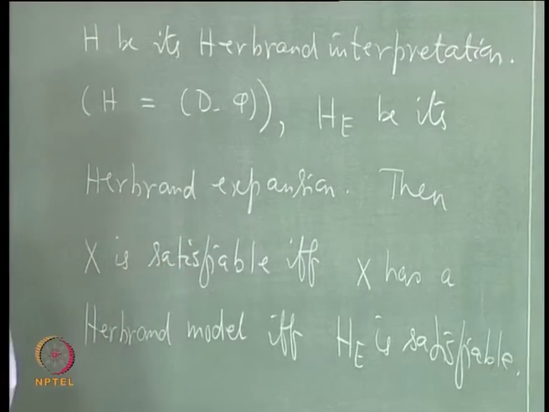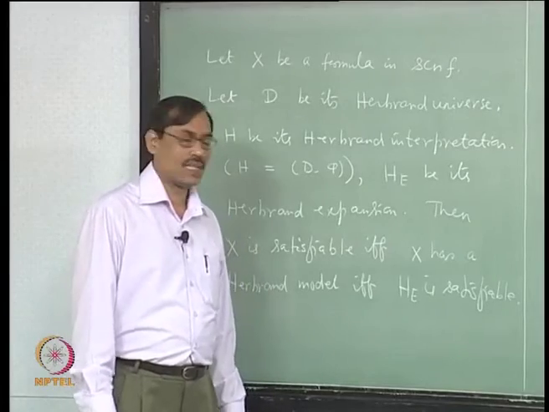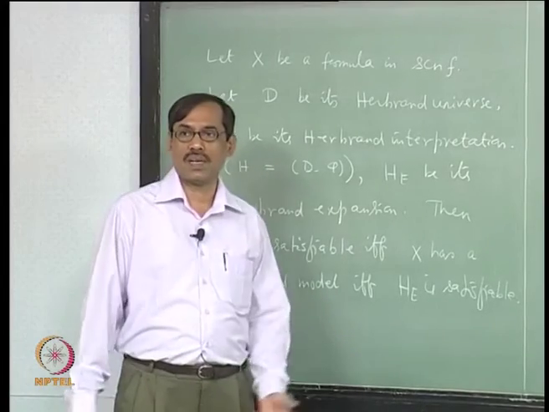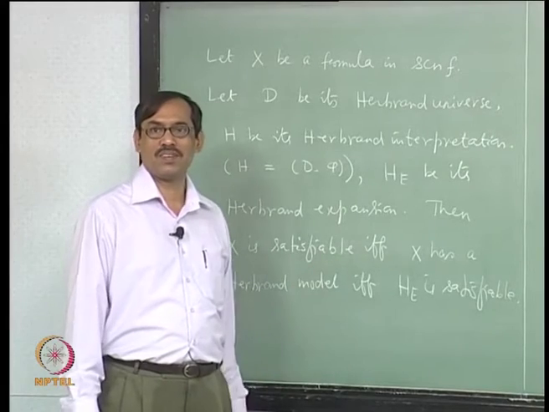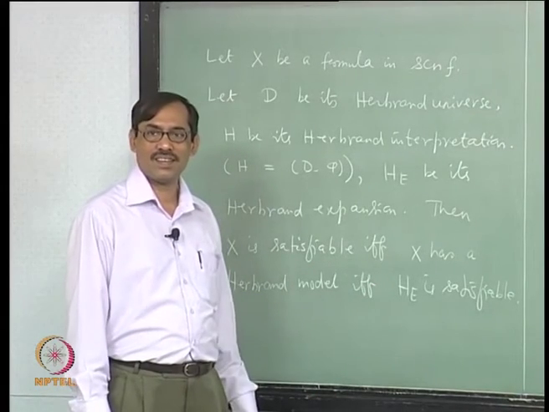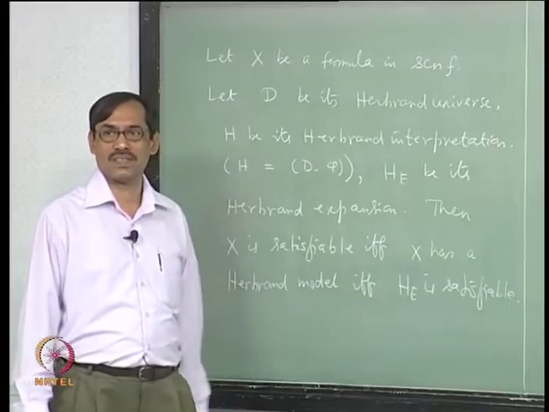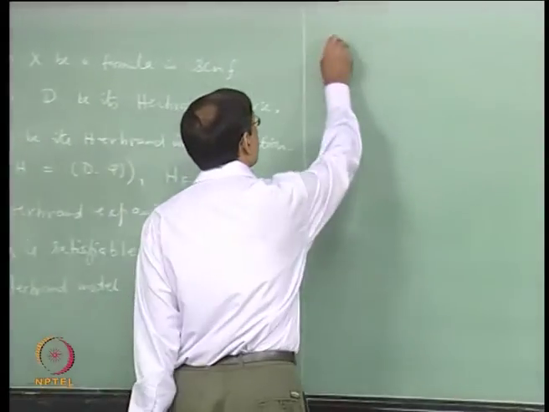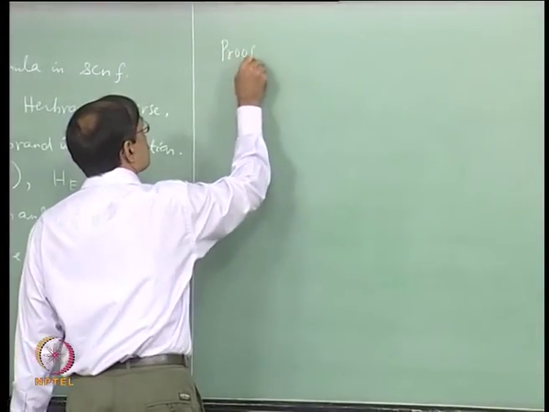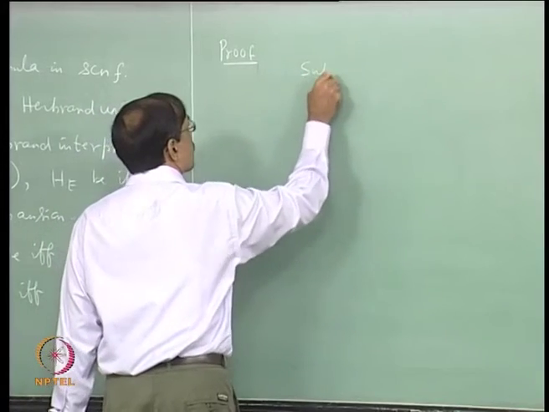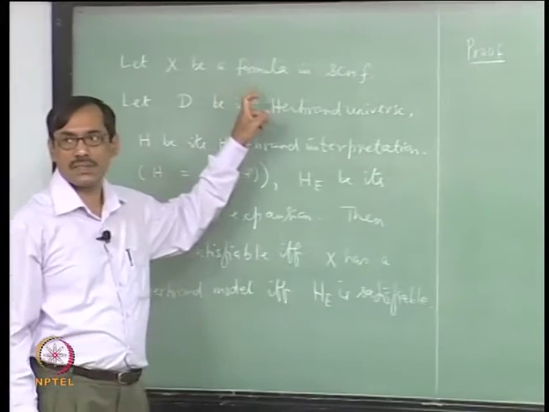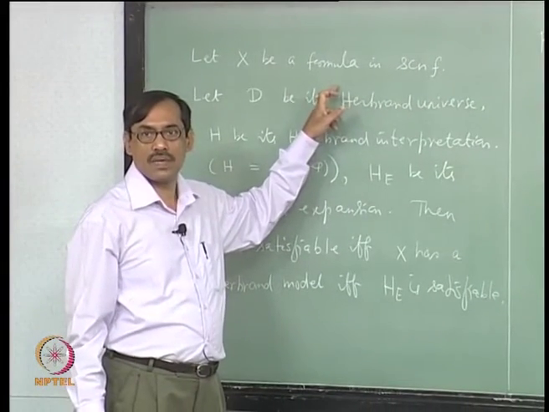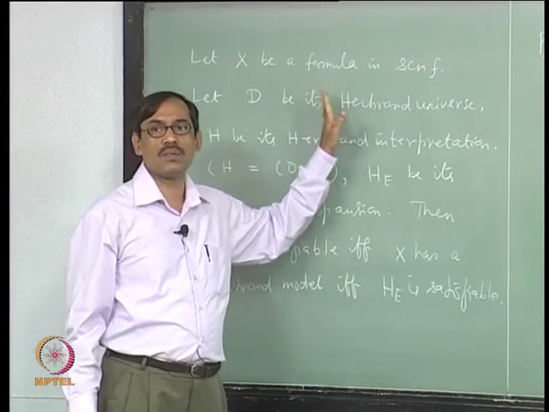Say X is satisfiable, then we want to show that X has a Herbrand model, and that is really the main part of the proof, all others will be simpler. Okay, let us see the main part first. So, suppose X is satisfiable. Now, we can take X to be a sentence, right, because all the free variables are assumed to be universally quantified there.